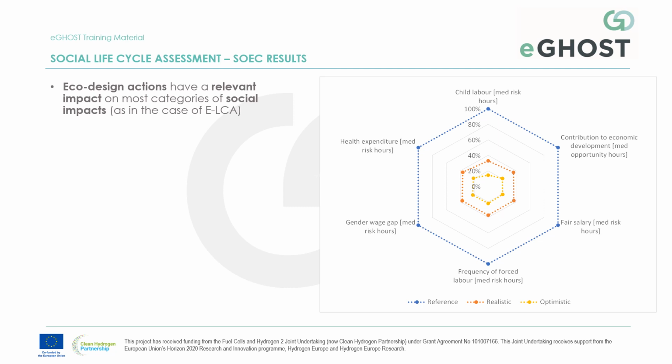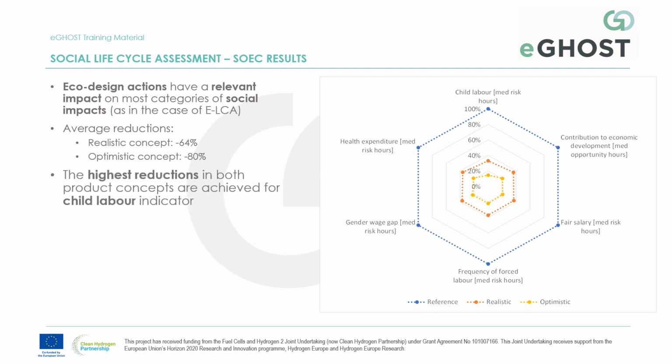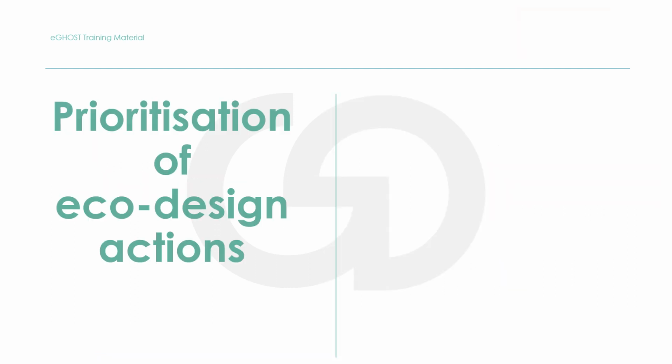Those were results for the PEM fuel cell, and these are for the solid oxide. As you can see, they're quite similar to the environmental one, so we achieve really high reductions again. 64% for the realistic one and 80% for the optimistic one. Again, the highest reductions are achieved for the child labor indicator, and that's it. So those were the results.